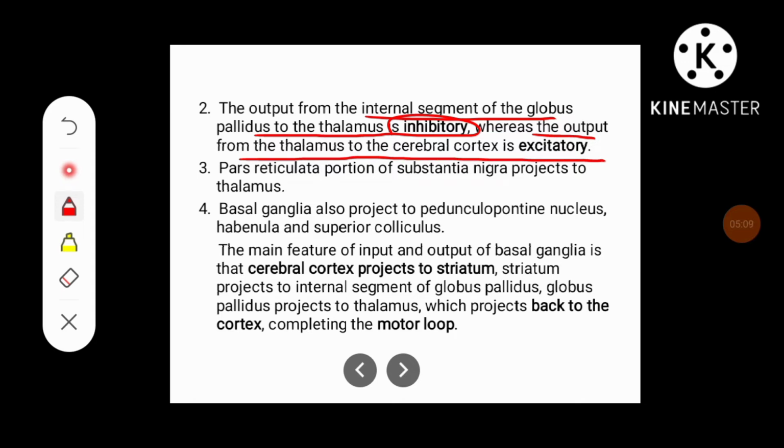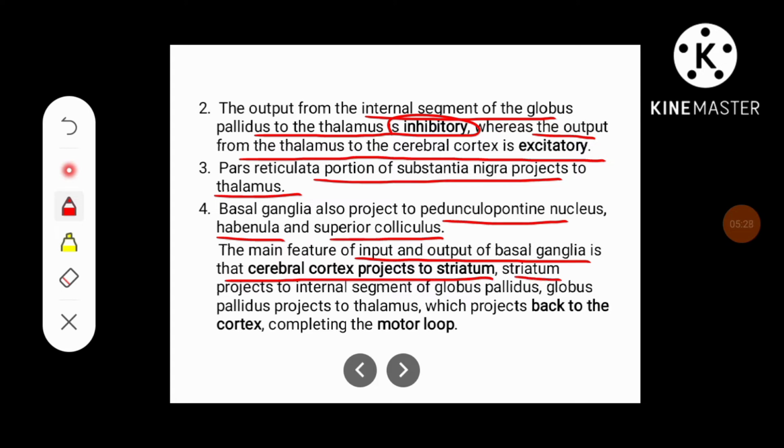The pars reticulata portion of substantia nigra projects to the thalamus. The basal ganglia also project to the pedunculopontine nucleus, habenula, and superior colliculus. The main feature of input and output of basal ganglia is that the cerebral cortex projects to the striatum, the striatum projects to the internal segment of globus pallidus, and globus pallidus projects to the thalamus, which projects back to the cortex, completing a motor loop.